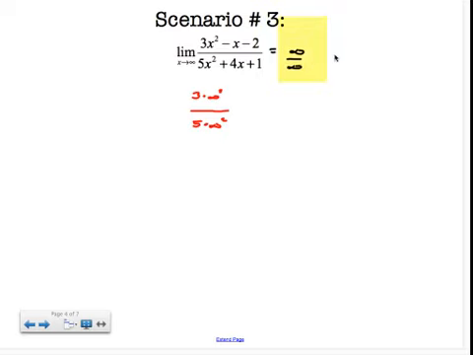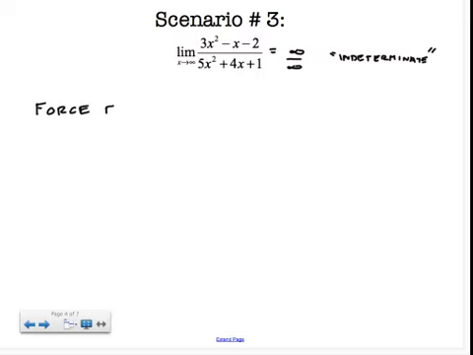Just like 0 over 0, this is an indeterminate form. The limit cannot be determined at this time until we do some more work. And so we need some more techniques that allow us to evaluate these type of limits. And the techniques are a little bit different than they were before. So the first technique you're going to learn here is what's called force factoring. It's called force factoring because you're going to take something that doesn't factor naturally and you're going to force it to factor in a way that helps you evaluate the limit.